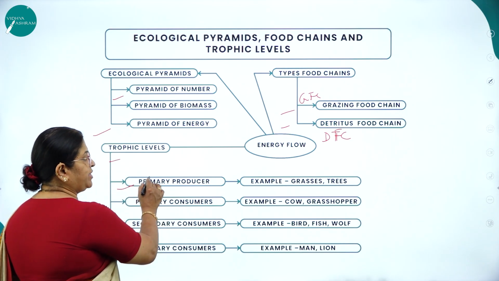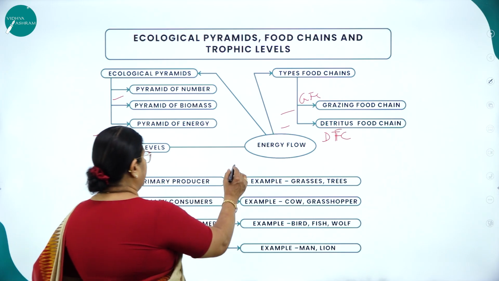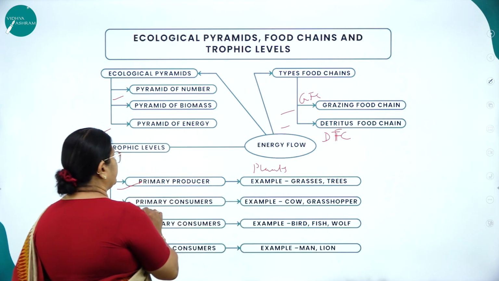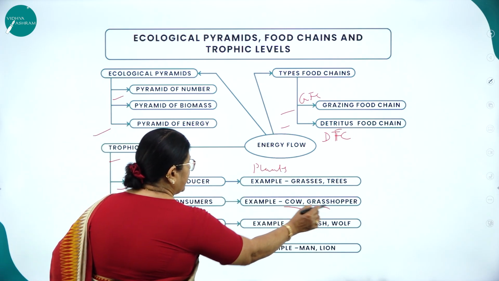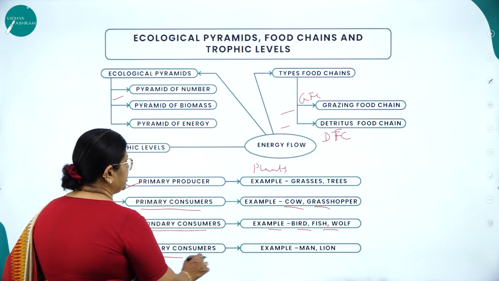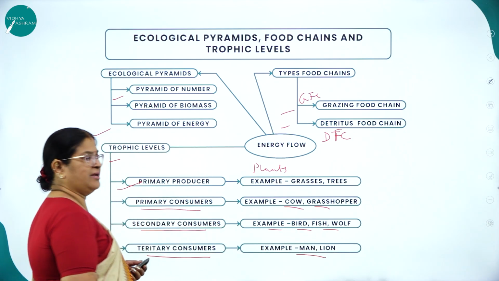One is called the primary producer. Obviously, the primary producer will always be the plants. Then primary consumer, example cow, grasshopper. Secondary consumer, example bird, fish, wolf. Tertiary consumer, example man and lion.